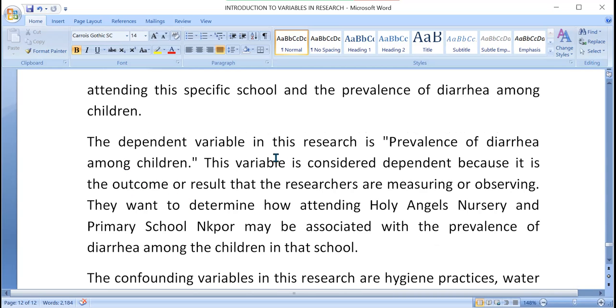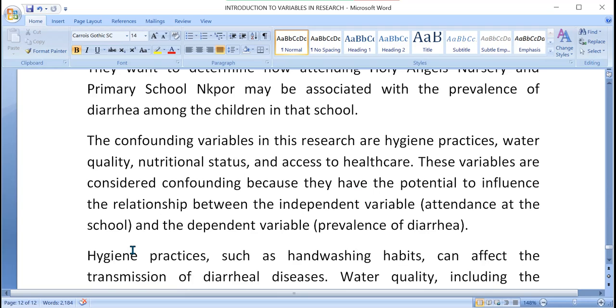The dependent variable in this research is prevalence of diarrhea among children. This variable is considered dependent because it is the outcome or result that the researchers are measuring or observing. They want to determine how attending Holy Angels Nursery and Primary School may be associated with the prevalence of diarrhea among children in the school.